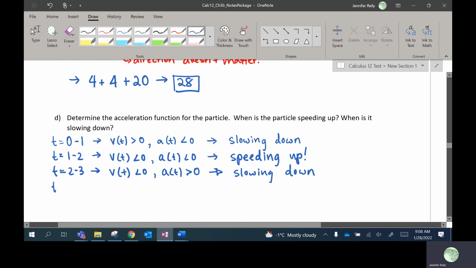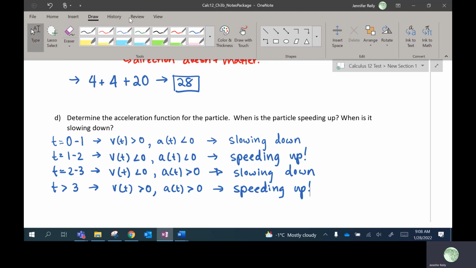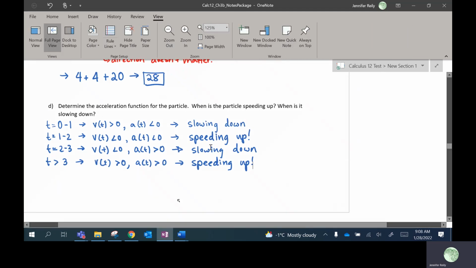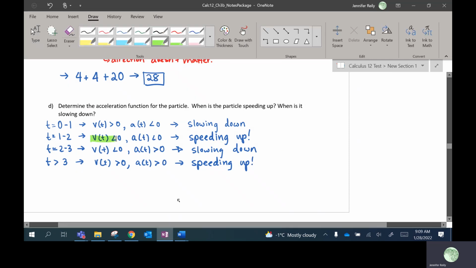And finally, for t is greater than 3, both are going to be positive, which means they're the same sign, they'll act together, the particle will be speeding up. Okay, there we go. So that's how you tell if a particle is speeding up or slowing down. You need to look at both the acceleration and the velocity, and when they're both the same sign, like they're both negative or they're both positive, you're going to have the particle speeding up.